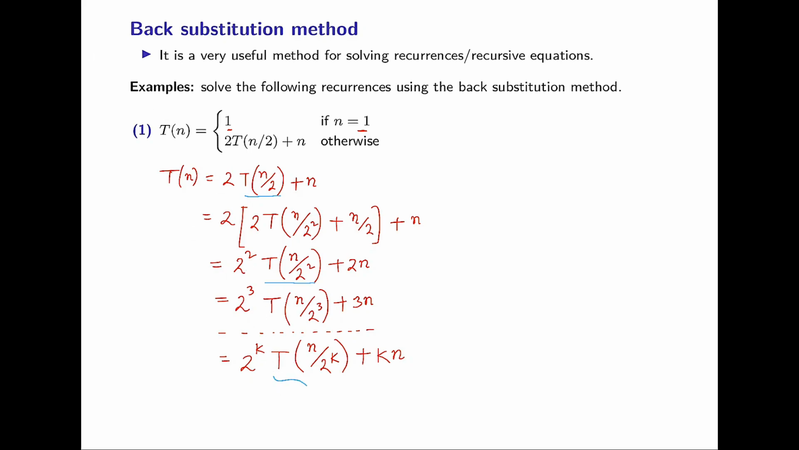So to stop, what we will put here instead of n by 2 to the power k, we should get what? We should get here 1. If it will be 1, then T1 equal to 1. That will be the base condition, right? So let's say here put n by 2 to the power k is equal to 1 because we need to meet the base criteria.